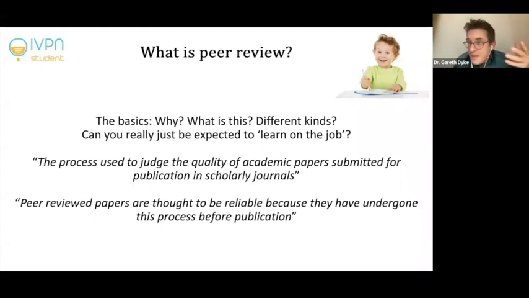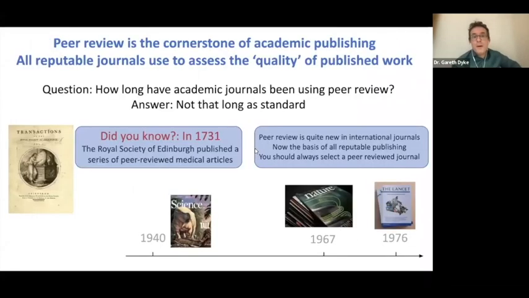And so, peer-reviewed articles are thought to be reliable because they've gone through this process before publication. We cite peer-reviewed literature in our own research. We use peer-reviewed literature in our own articles, and we want to publish our research in peer-reviewed journals. Thought to be reliable because they've gone through the peer review process before publication.